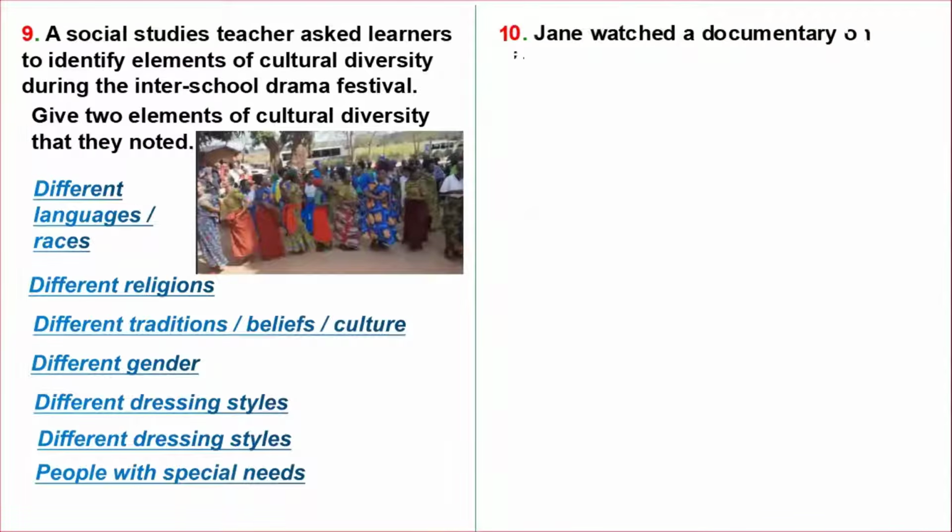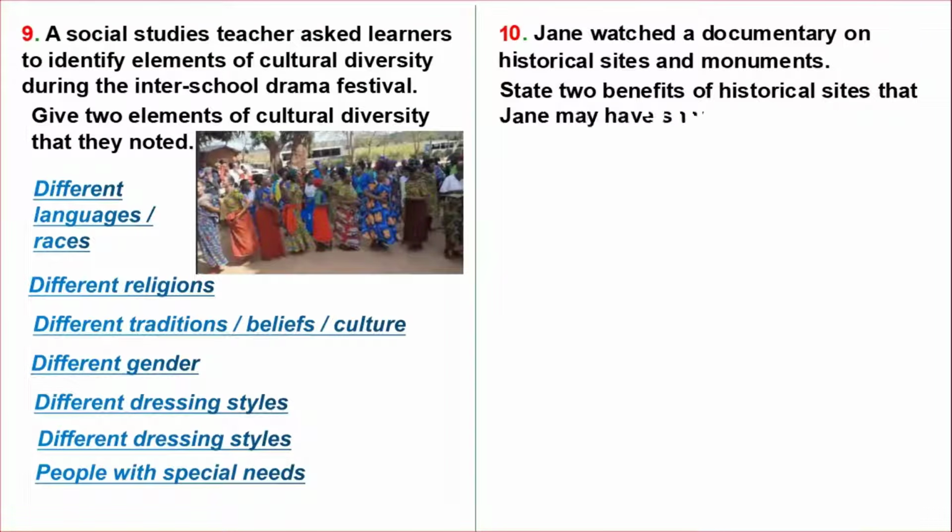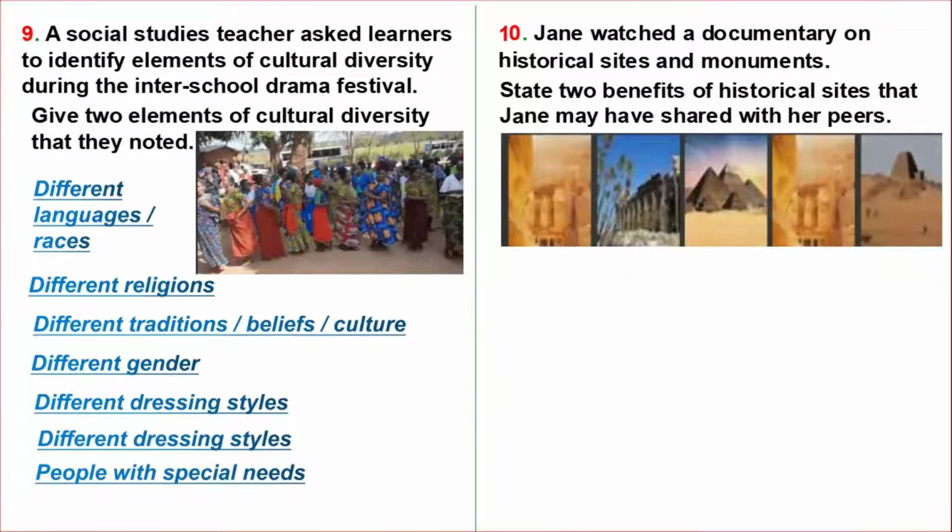Next question. This is the last question. Jane watched a documentary on historical sites and monuments. State 2 benefits of historical sites that Jane may have shared with her peers. So historical sites, can you remember them? Timbuktu, pyramids of Giza. We also have Fort Jesus, Gede ruins. There are so many. So number 1, they attract tourists. That is, when tourists come and visit these places, they generate income, the foreign exchange.